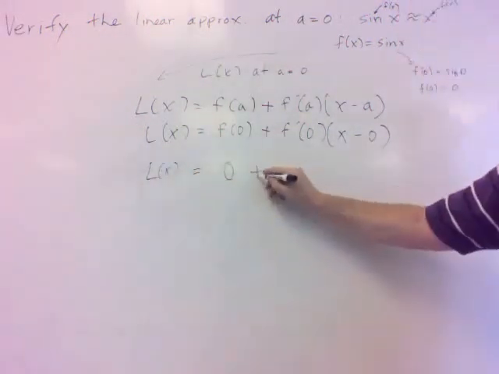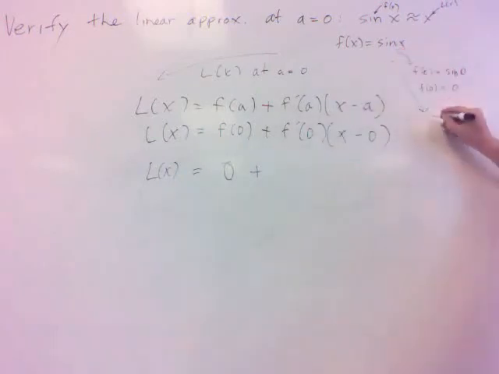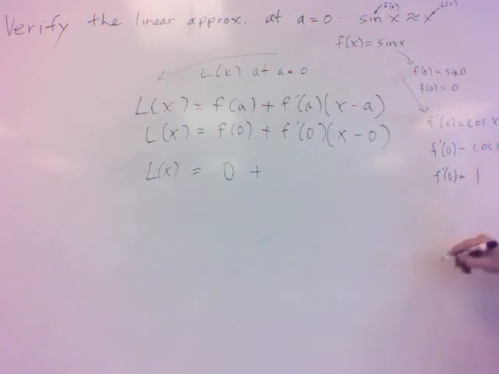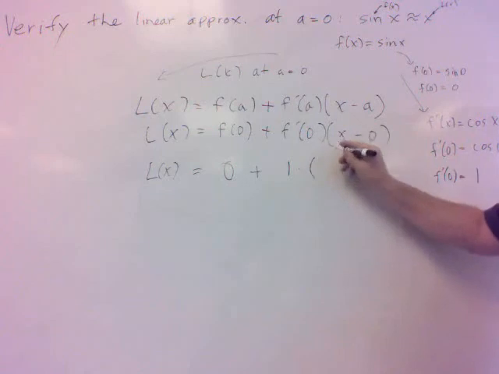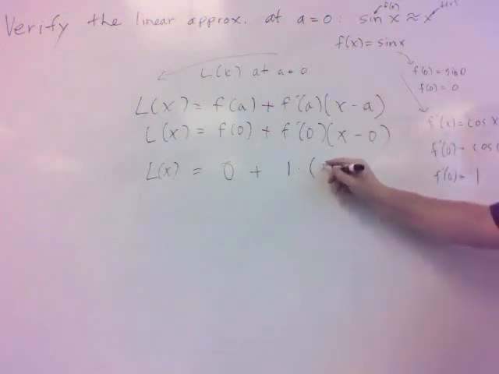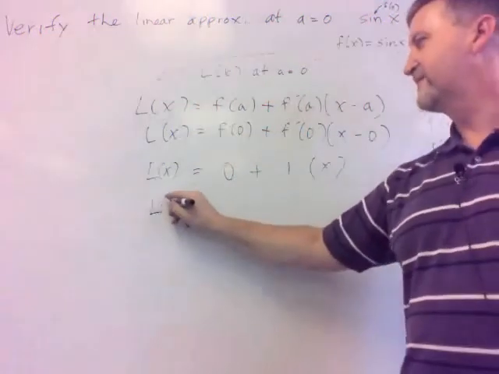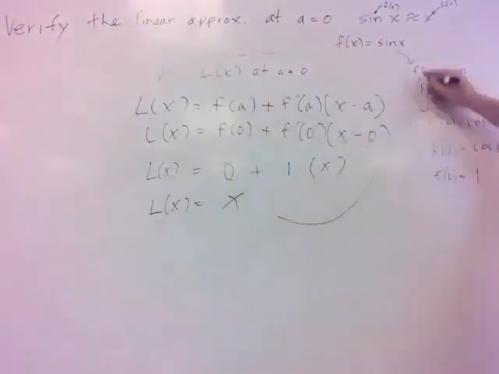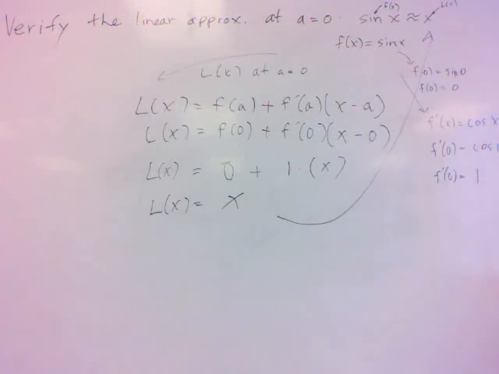Plus, now f prime, well, f prime would be cosine of x. And so f prime of 0 would be cosine of 0, which is, that's not too bad either. What's cosine of 0? Isn't that 1? Okay, f prime of 0 is 1. And this, well, x minus 0 is just x. Hey, look at that. What does that simplify out to be? 1x is x. There you go.